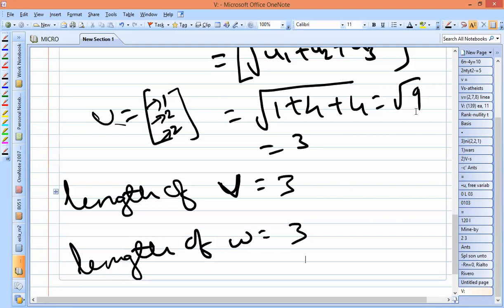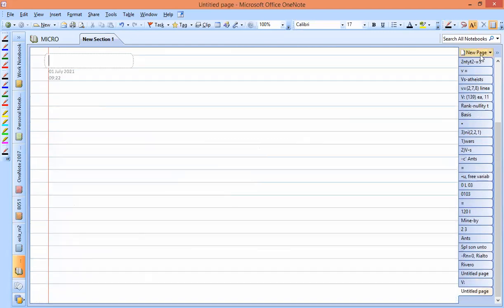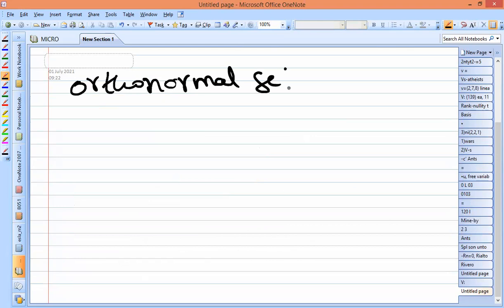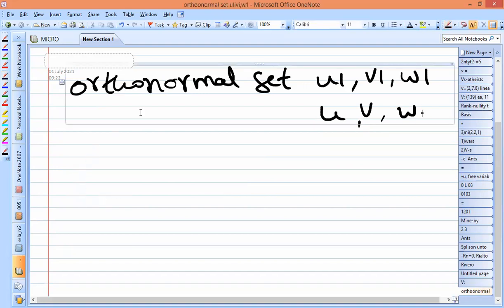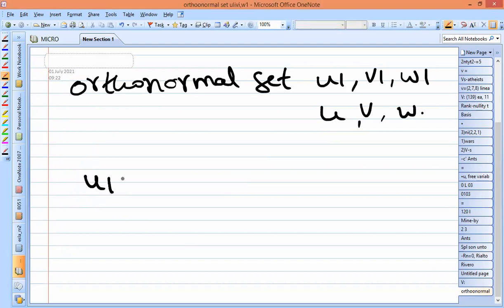So now let us see how to calculate the orthonormal set. So for example, you can assume that as U1, V1, W1. This orthonormal set has to be calculated for the vectors U, V, W. So here the orthonormal set U1 is obtained by using the formula U by magnitude or length of the vector U.